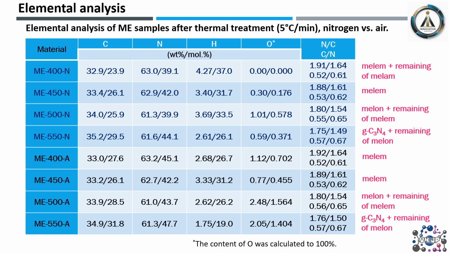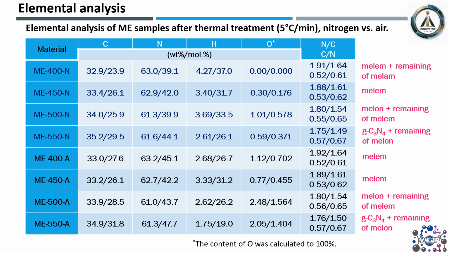So to get more information about our materials, we performed the elemental analysis to get information about the content of carbon, nitrogen, and hydrogen. And what we could see from the results that we achieved, you could see also in the table. So basically, when the material was heat treated at 400 degrees, melem and remaining melem was present.